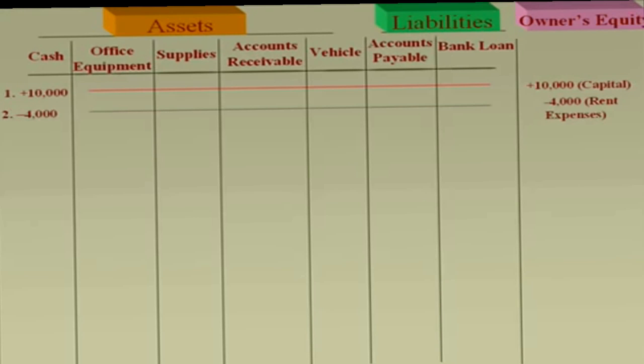Try transaction 3. You purchased office equipment for 2,500 cash. Cash goes down 2,500 and equipment goes up 2,500. There you go. One asset goes down, another asset goes up. Did you get that?